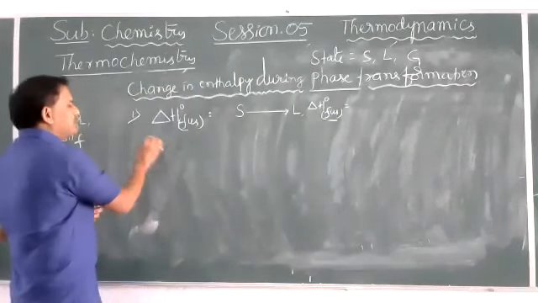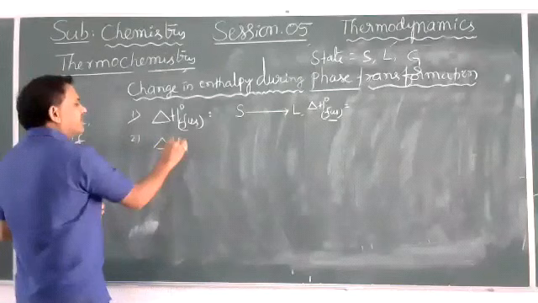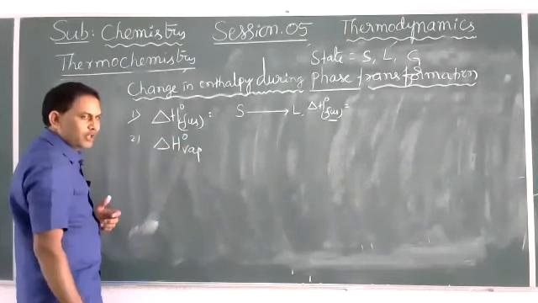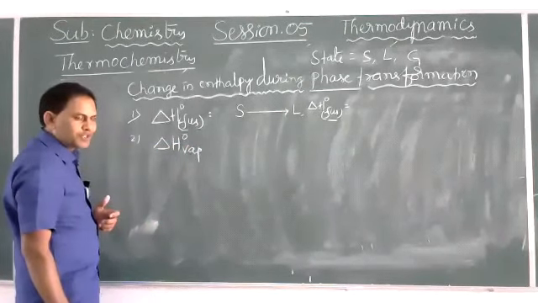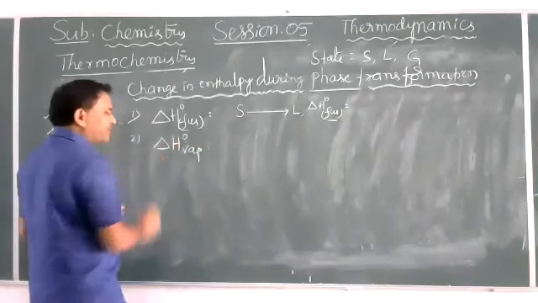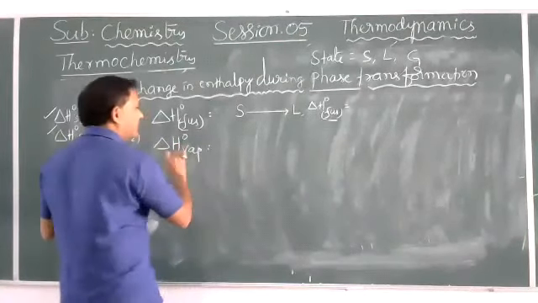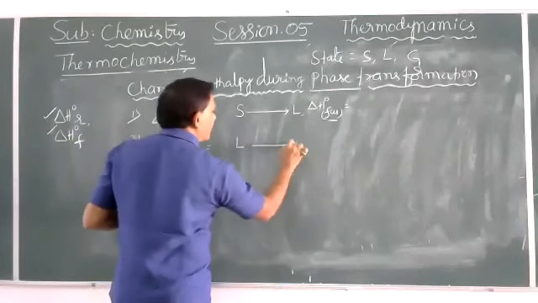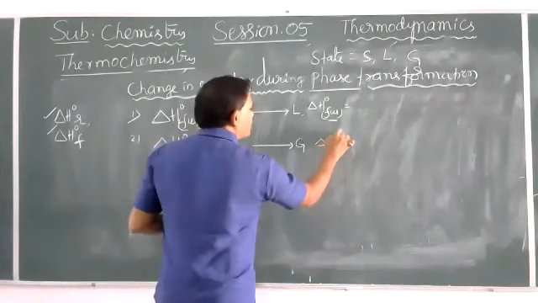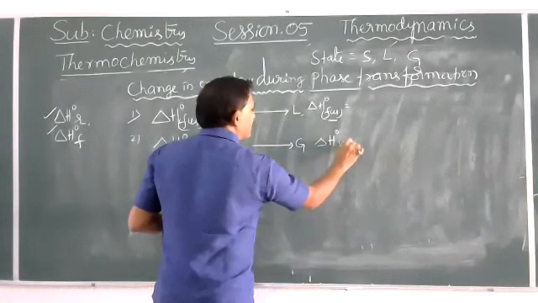Clear? Then the next one is standard enthalpy of VAP. What is that VAP? Vaporization. Standard enthalpy of vaporization is where a liquid is converted into a gas. Now here, this is delta H naught vap.